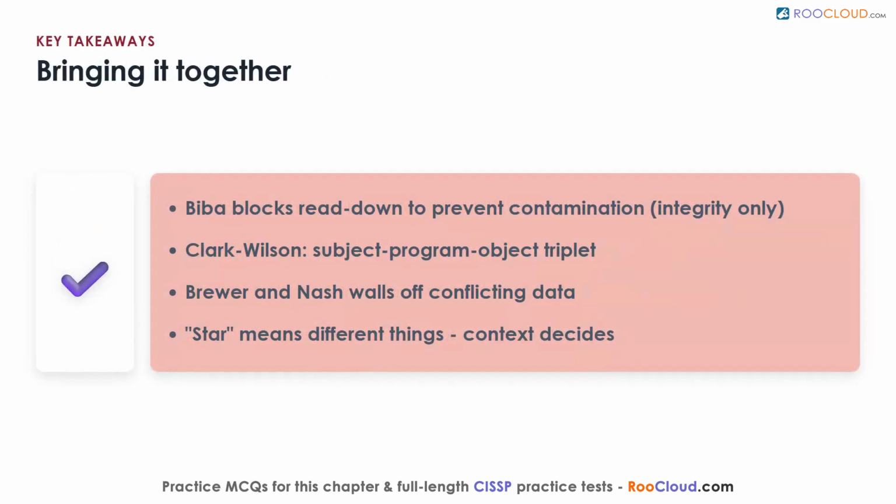So let's bring it together. Biba blocks reading down to keep low-integrity data from contaminating trusted data, though it covers only integrity and ignores covert channels. Clark-Wilson protects integrity through the subject-program-object triplet, forcing all access through controlled transactions. Brewer and Nash dynamically walls off conflicting data to prevent conflicts of interest. And the word STAR means different things in different places, so context is everything. With these models in hand, you can read almost any model question and know exactly what it is testing.